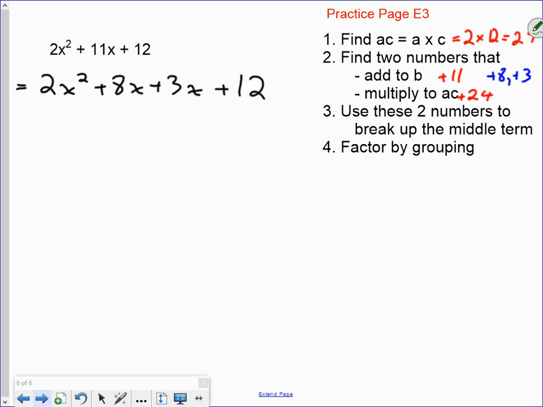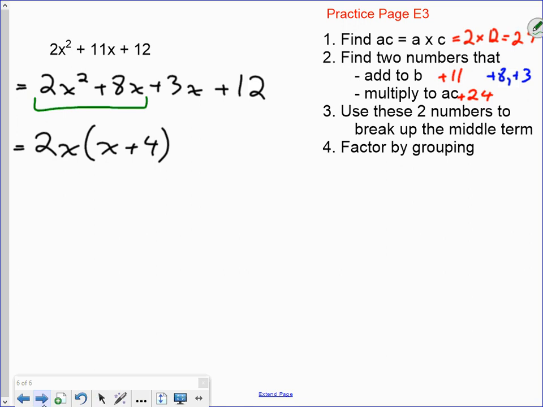Now we can factor by grouping. What's common between our numbers? Both 2 and 8 are divisible by 2. I see an x squared and an x, so an x is common. Then I'm going to have an x plus 4 inside here. 2x times x gives me 2x squared. 2x times 4 gives me 8x.